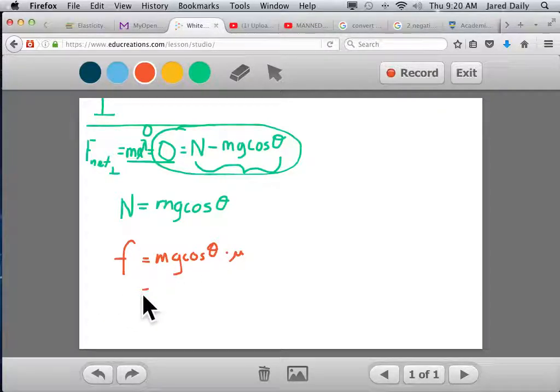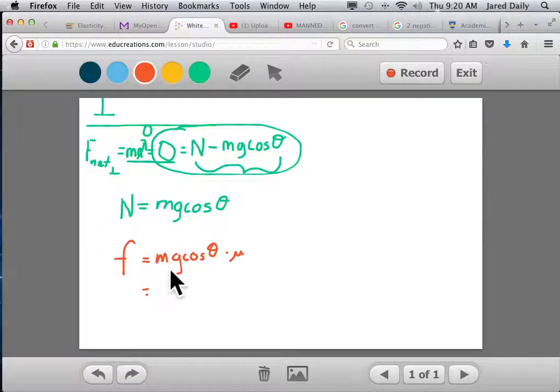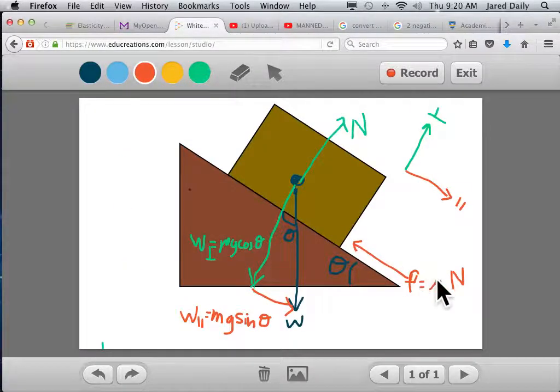Now let's calculate. What's my mass? Well, go back to the problem. My mass is 46.6 kilograms. So I plug in 46.6 kilograms, and I would write it down. I wouldn't just plug this into your calculator, because the more you do on your calculator, the less you can keep track of in your math. Now why did I change to red? Because the friction is in the red direction.